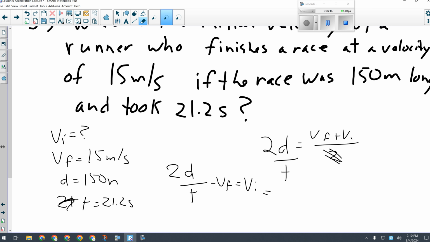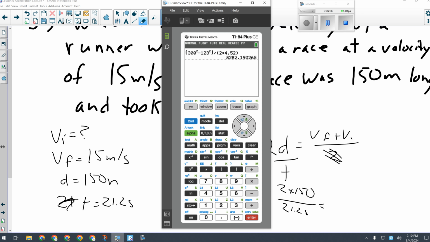Okay, so that's going to be 2 times 150 divided by 21.2 seconds. Okay, so that would mean then that their initial speed was, oh, sorry, I forgot to subtract. Sorry. Subtract the 15.